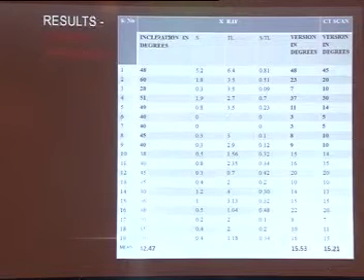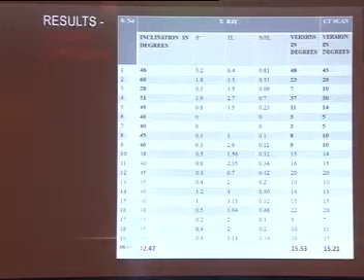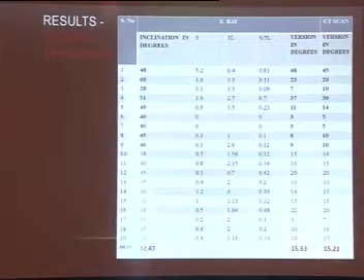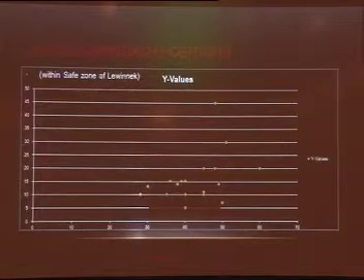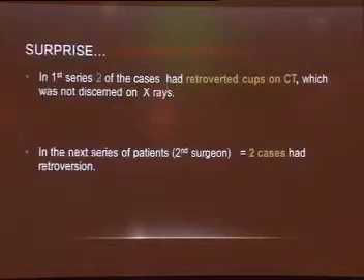The results of the lateral approach are depicted here, with mean inclination of 42.47, mean version on X-ray 15.53, and mean version on CT scan 15.21. We depicted the results in the chart, with 5 well outside the safe zone of Lewinnek. Surprisingly, in the posterior approach, in the first series, two cases were retroverted on CT, which were not discerned on the X-rays, and in the next series, two more cases were retroverted.